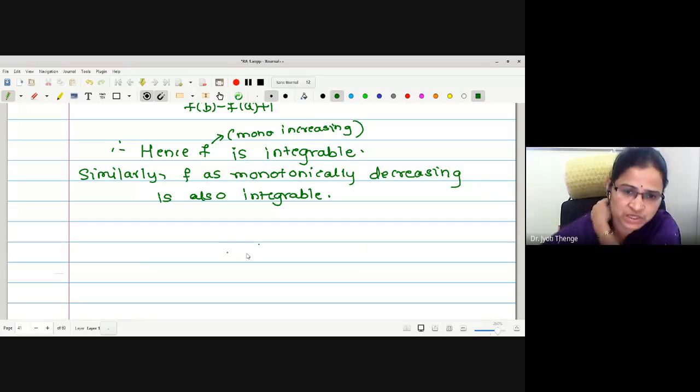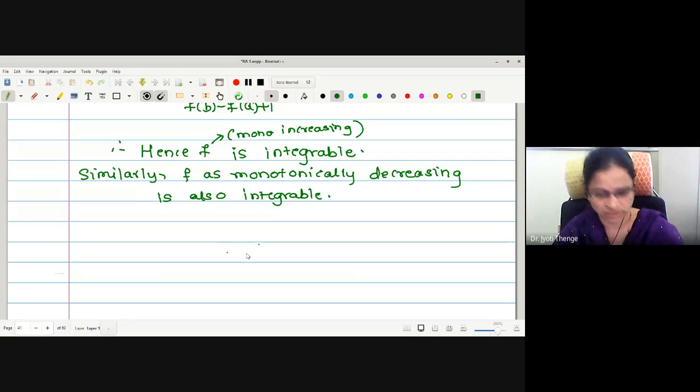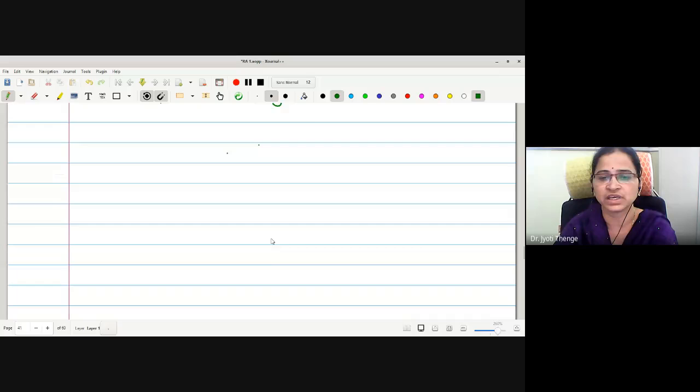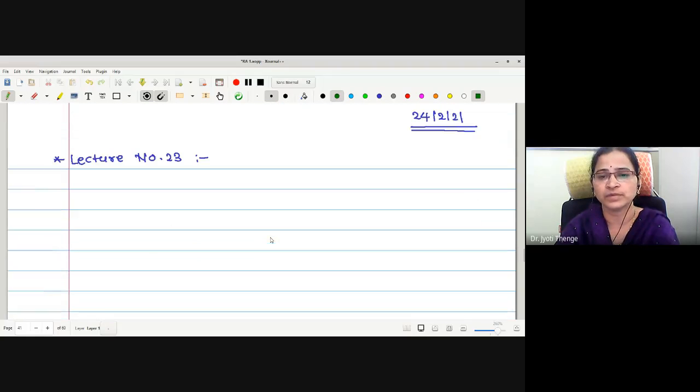Similarly, one can prove the result for a monotonically decreasing function, and combining both, one can say that a function which is monotonic is integrable. Now let us come to today's lecture.